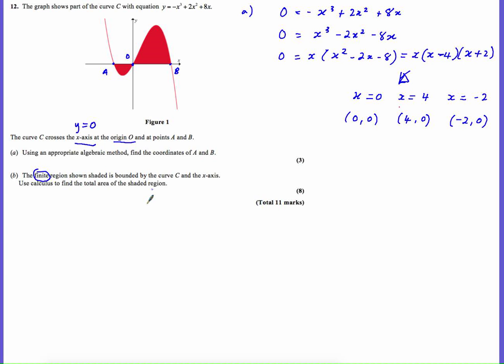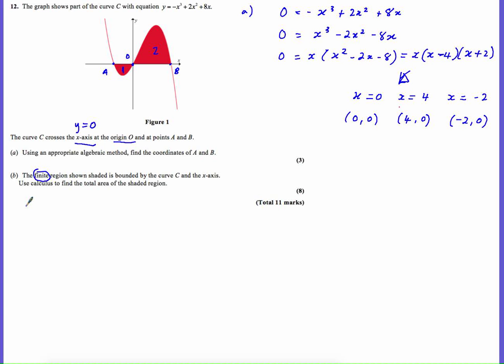Use calculus to find the total area of the shaded region. So first thing you're thinking is, this bit here, let's call it area 1, is going to have a negative area. Well, it can't really have a negative area, but integration will give us an answer that's negative. All that tells us is it's below the axis. This area here, I integrate between these two values and I should get a positive area. So I'm being really careful.